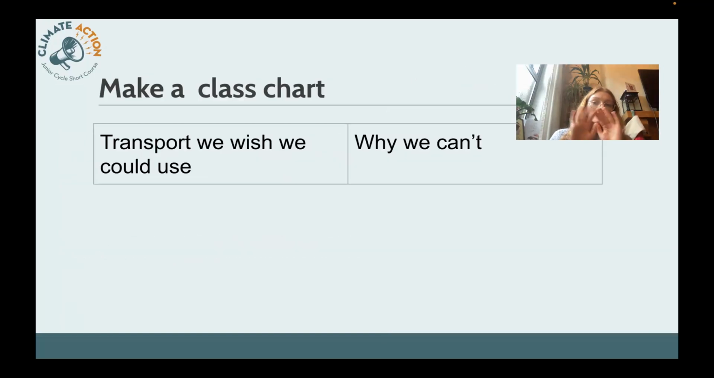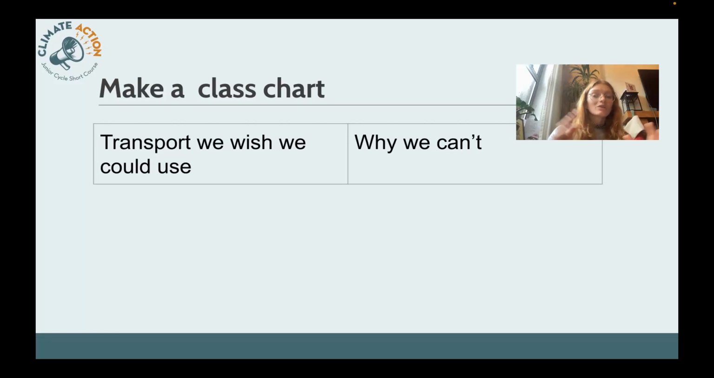Then you're going to make a class chart. So you're going to ask everyone to contribute what are the transport they wish they could use and why they can't. If you make a class chart, you're going to keep that chart safe, and you're going to come back to it at the end of the unit when you're trying to figure out what action you're going to take. So essentially, this is the piece where you're doing a bit of mapping, you're doing a bit of understanding about our community.